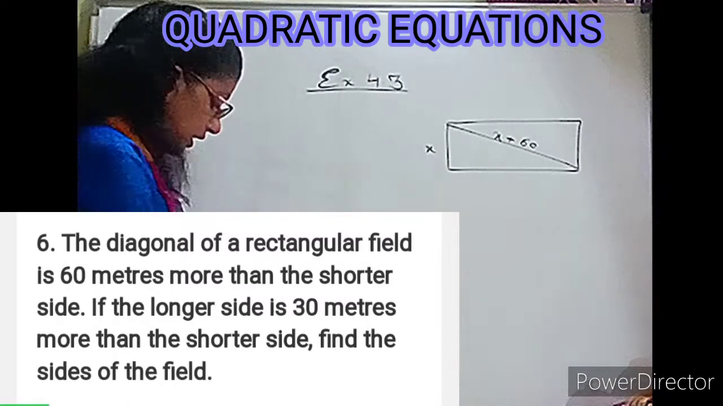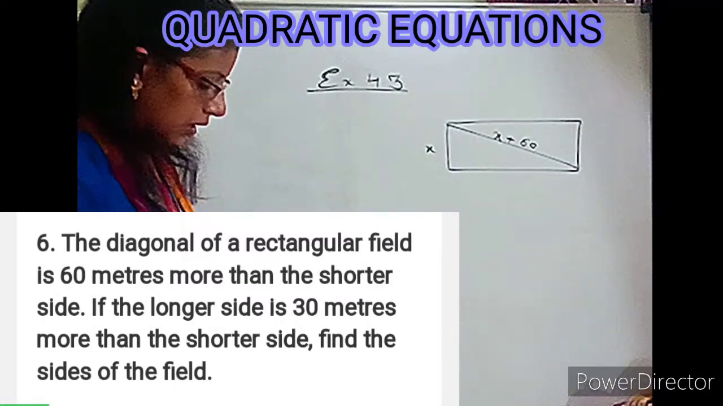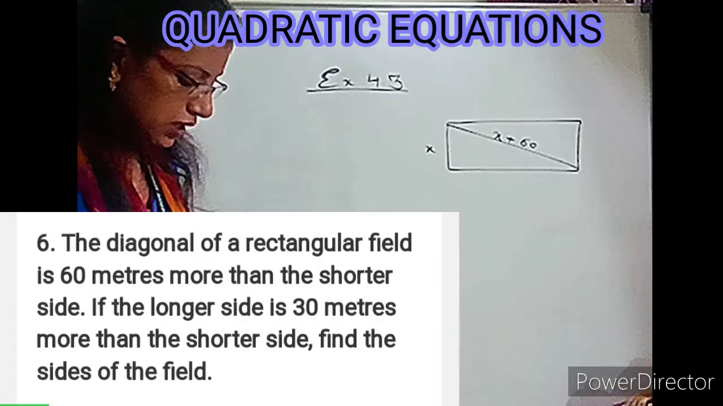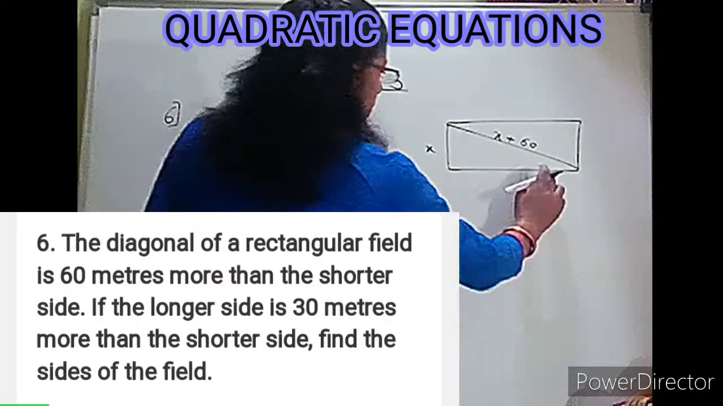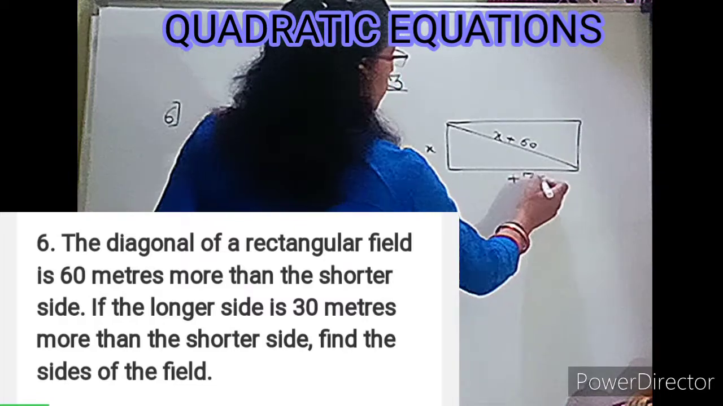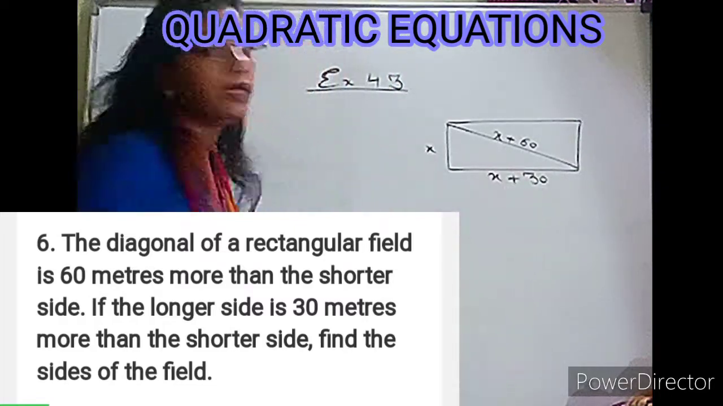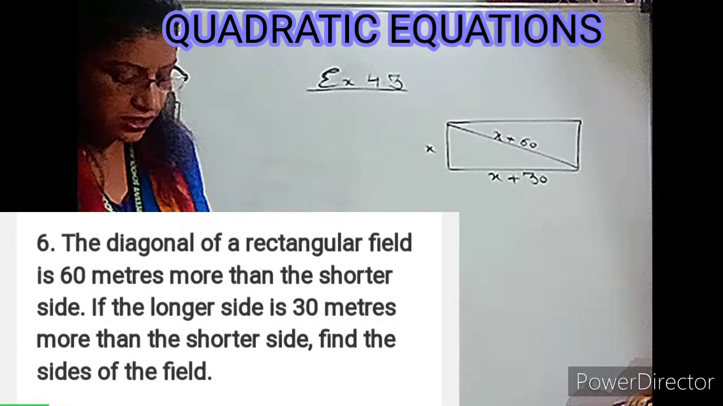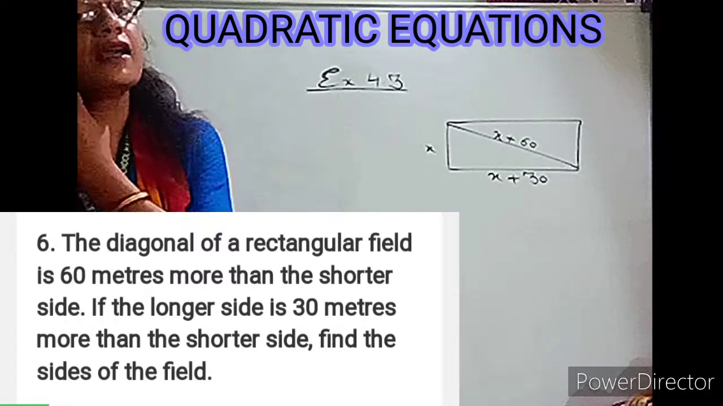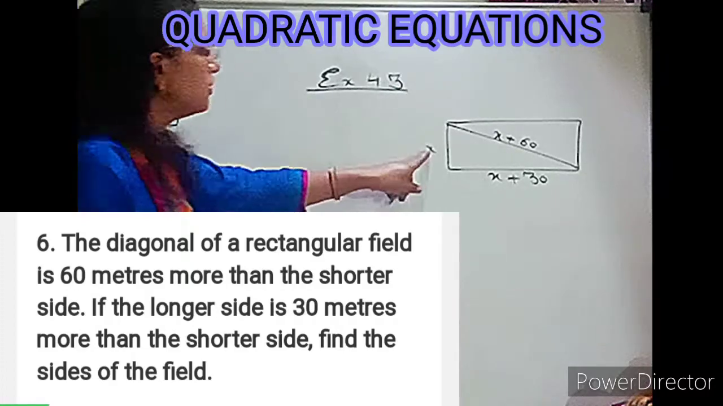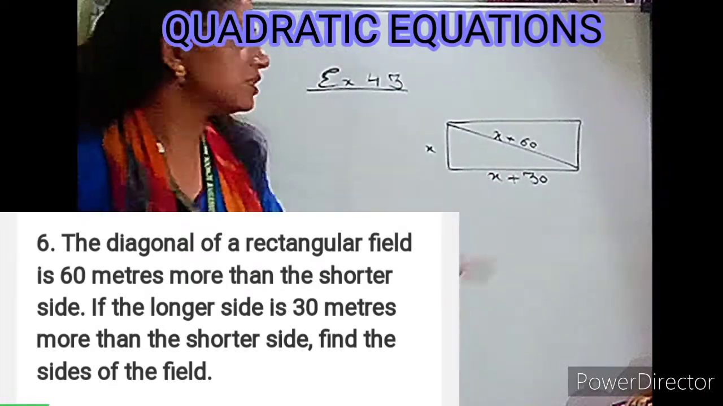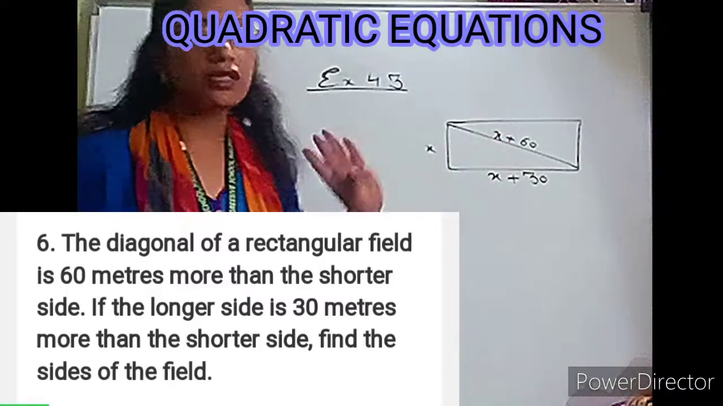And the next what they are saying, if the longer side is 30 meter more than the shorter side. Longer side is length. Find the sides of the field. तो हमें field की क्या निकालनी है? We have to find these two sides of a field. Okay. What we'll do directly, we'll just find it with Pythagoras theorem.